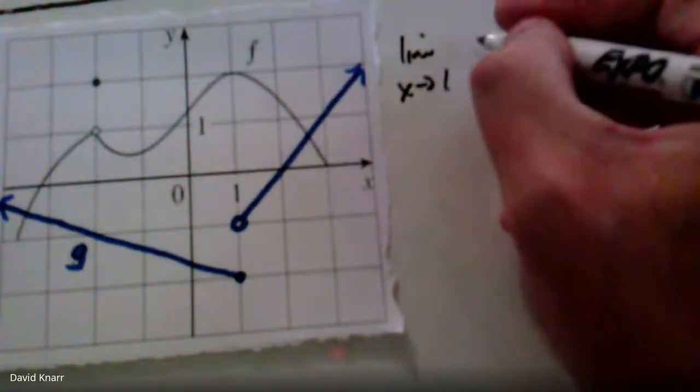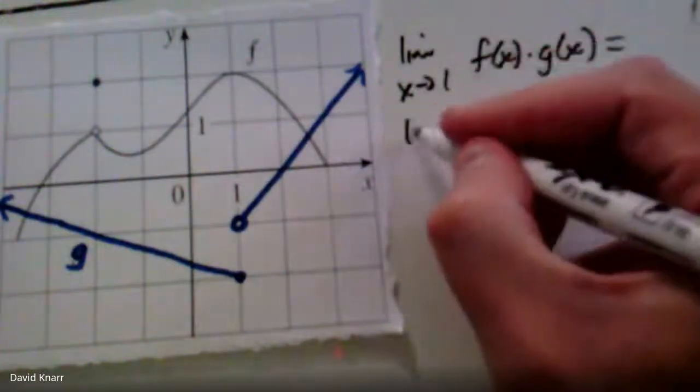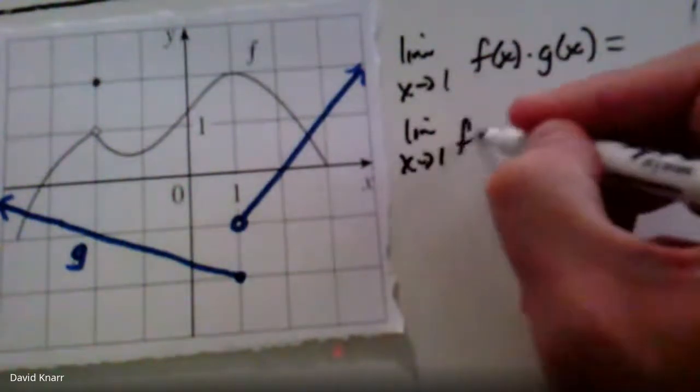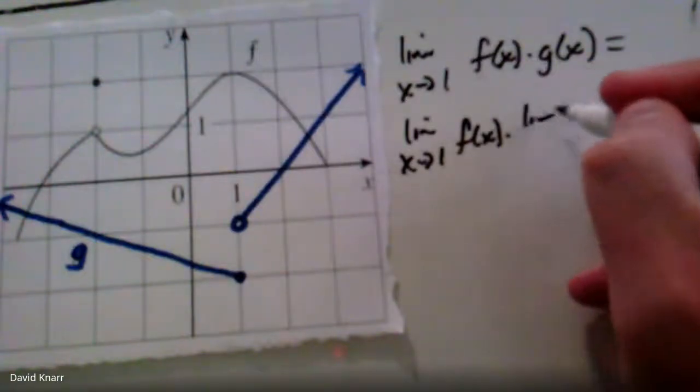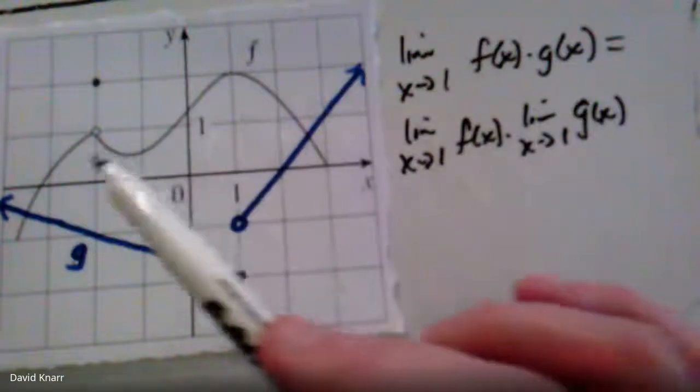So let's try the limit as x goes to 1 of f of x times g of x this time. We haven't talked about the product yet. The limit as x goes to 1 of f of x times g of x is the limit as x goes to 1 of f of x times the limit as x goes to 1 of g of x. Now let's go over here and make sure both these limits exist. The limit as x goes to 1 of f of x from the left is 2, from the right is also 2. This limit is 2.